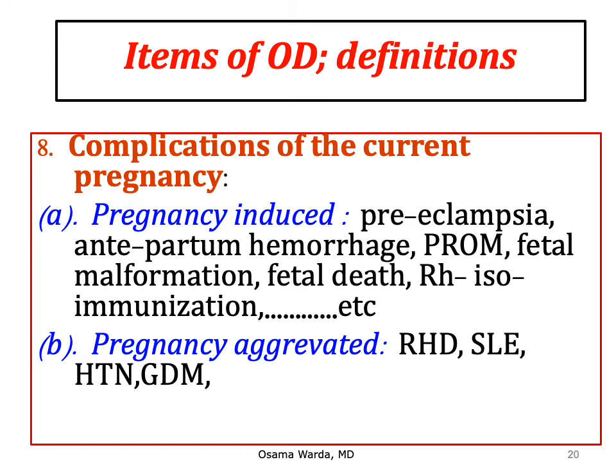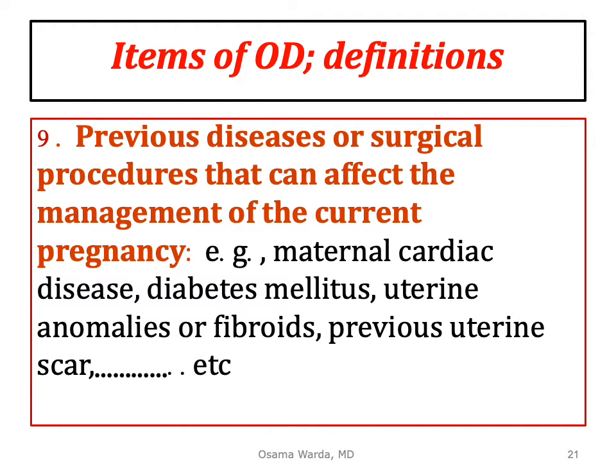So let's say this patient is sick and has some chronic disease, and this disease is worsened by the occurrence of pregnancy, such as rheumatic heart disease, systemic lupus erythematosus, hypertension, diabetes, and so on. The past history of disease or previous disease or surgical procedures that may affect the management of the current pregnancy should be asked for and should be mentioned.